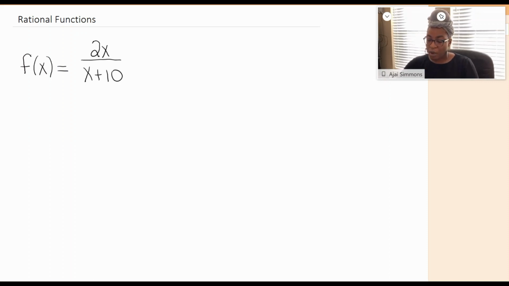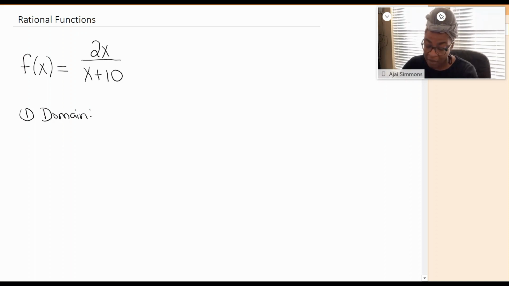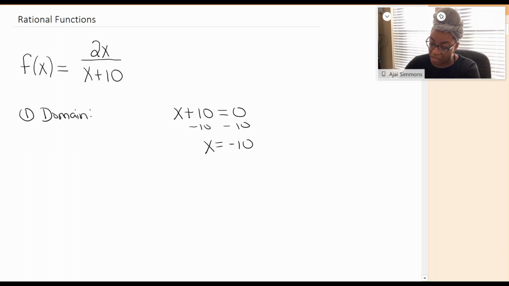So here's the first problem. This is a rational function. The first thing that I'm going to do is find the domain. If you watched the video on finding the domain, if you have a fraction set up like this, just set your denominator equal to 0, then you'll find what the domain is going to be. So I'm going to take my denominator, which is x plus 10, set it equal to 0, and solve for the x value, and that's going to give me negative 10.